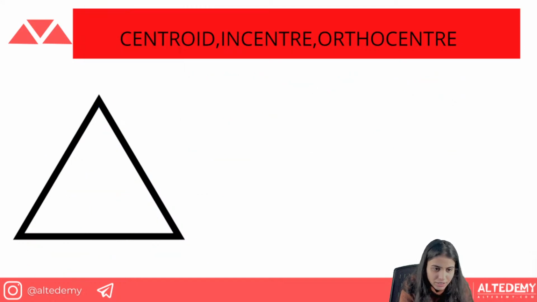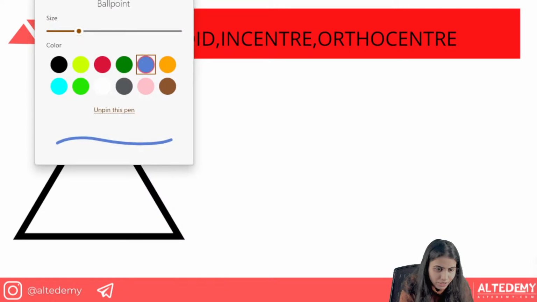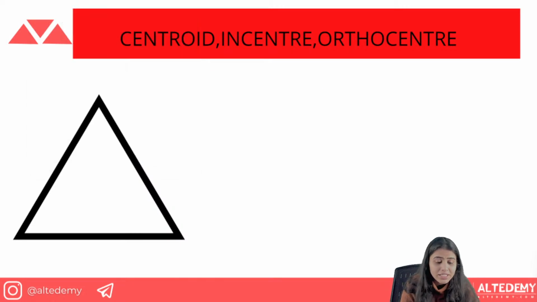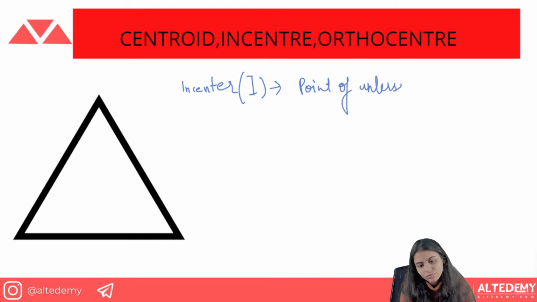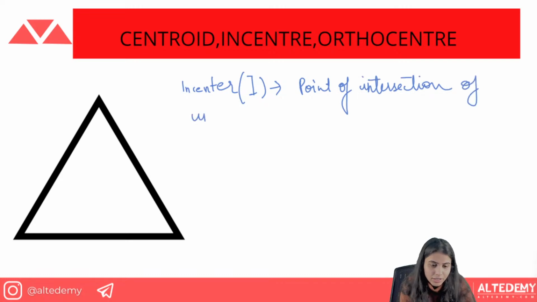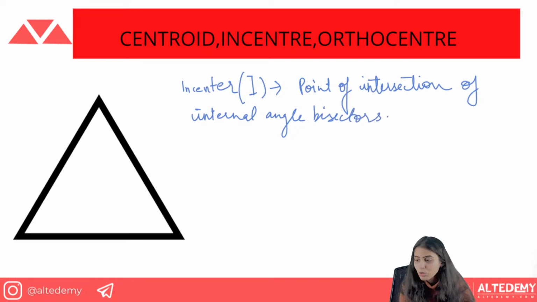Now what else do we have here is the incenter. What is the incenter? As the name suggests, it is the intersection of the angle bisectors. So how do you define the incenter? The incenter is represented with I. The point of intersection of internal angle bisectors is known as the incenter.